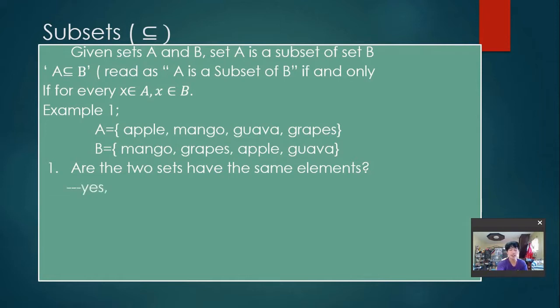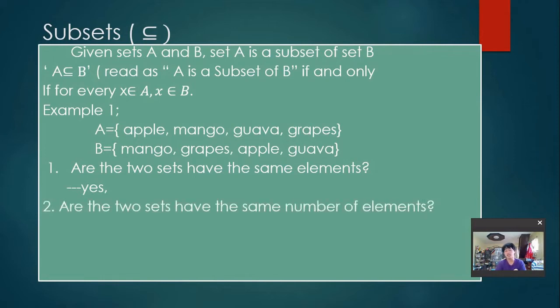Okay, now the second question. Do the two sets have the same number of elements? Let's count. The first set is A. They have apple, mango, guava, grapes. There are 4. Set B is also 4. So therefore, they have the same number of elements. So our answer here is yes.